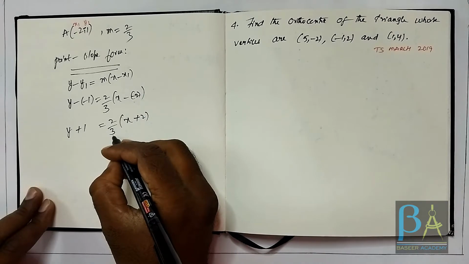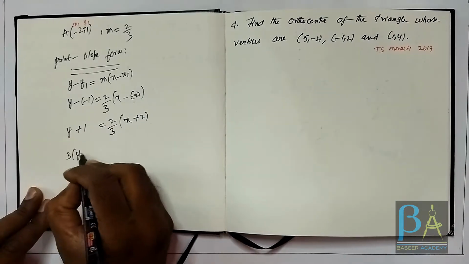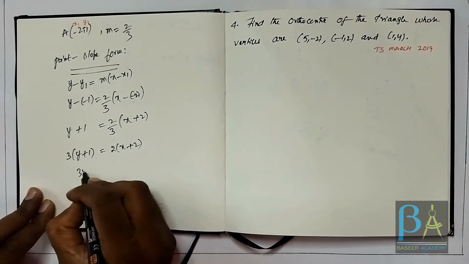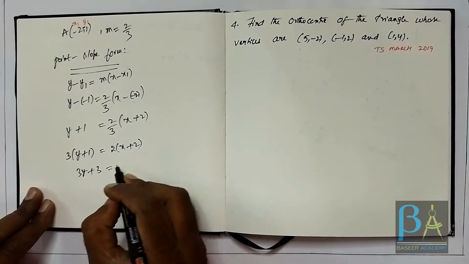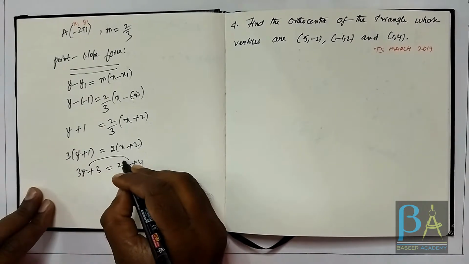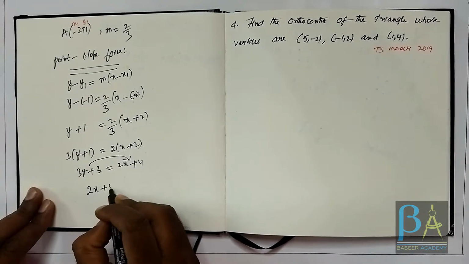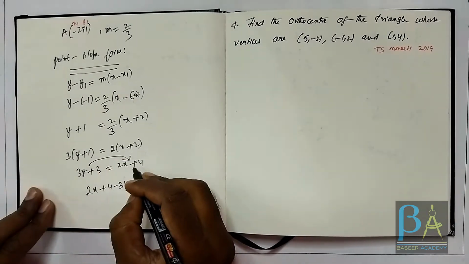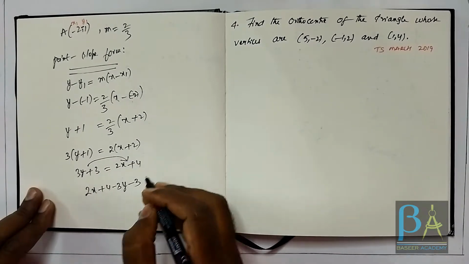Now 3 is dividing on the right hand side, so 3 will multiply on the left hand side. 3 into y is 3y, 3 into 1 is 3, 2 into x is 2x, 2 into 2 is 4. Let me transpose the left hand side to the right hand side. Plus 3y, if I take it to the right hand side, becomes minus 3y. Plus 3, if I take it to the right hand side, it becomes minus 3.